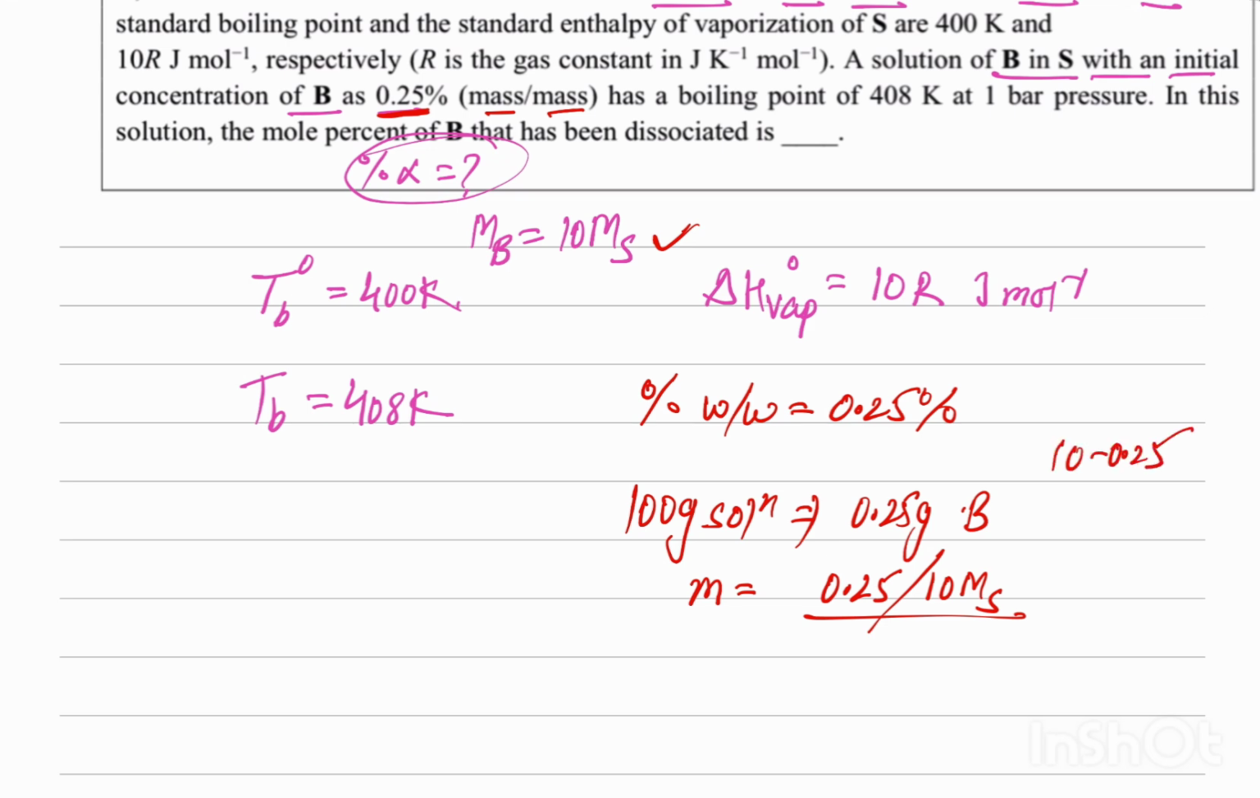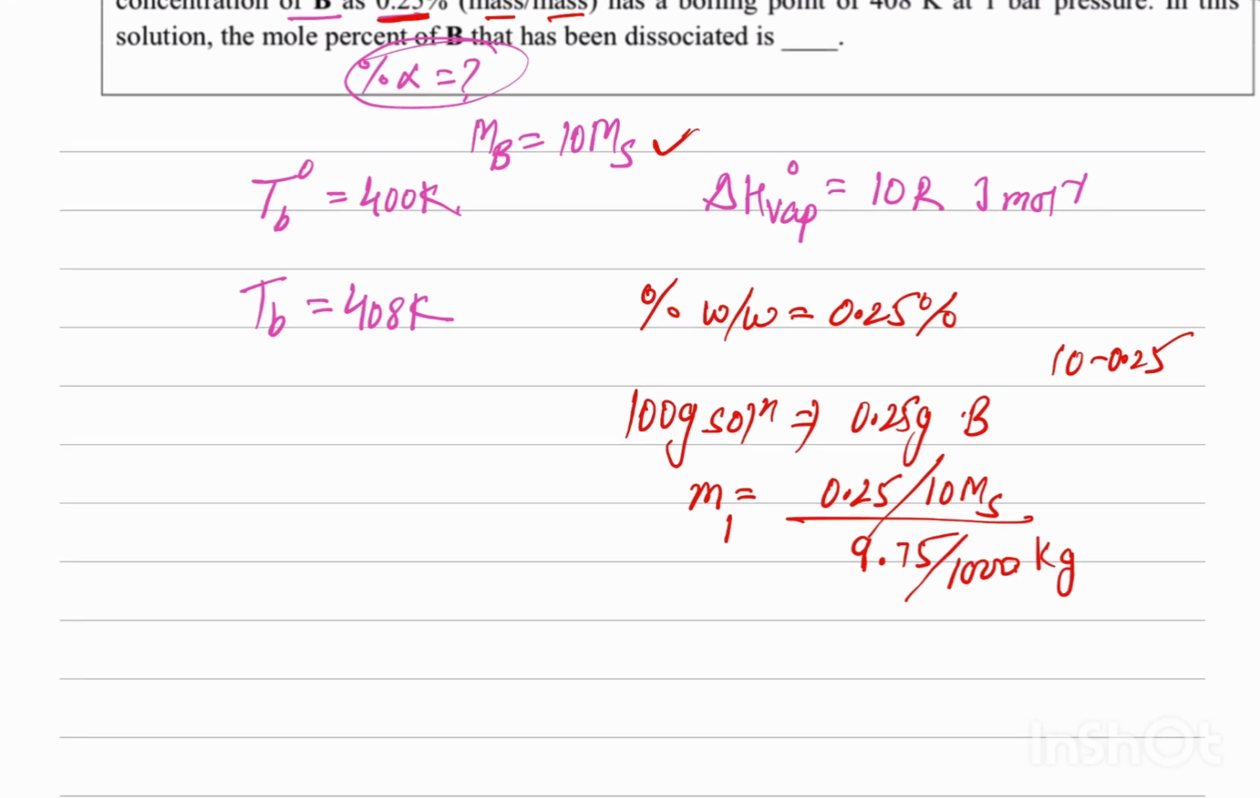So this will become 99.75, and we divide by 1000, because we have to take it in kg for molality. So that will be the molality. So we get the molality of B.